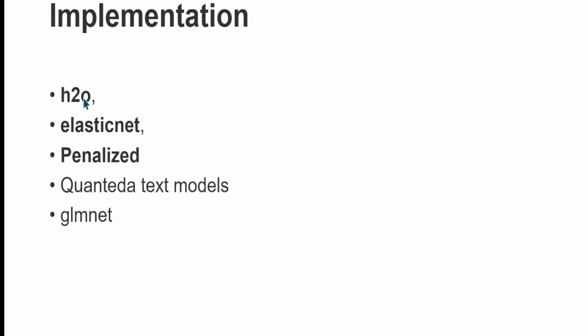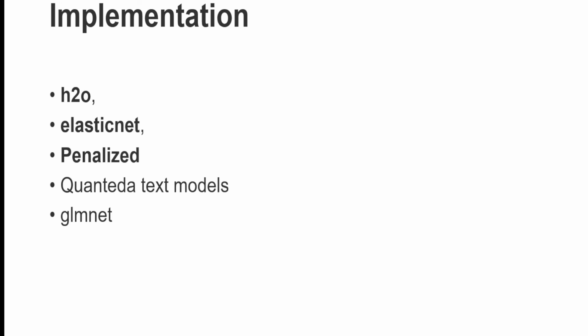Yeah, so there are other packages: H2O, ElasticNet, and Penalized. I myself have tried H2O, but H2O requires you to connect with the H2O company, so somehow you might find the implementation more difficult. I haven't tried the other models. I have seen the quanteda text models, but I didn't personally implement it. But I personally recommend using GLMNet for its simplicity, and again for its speed.